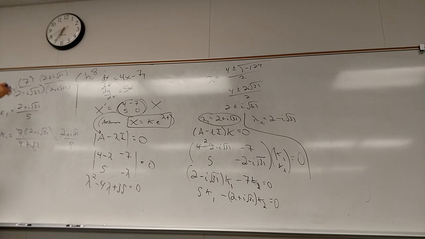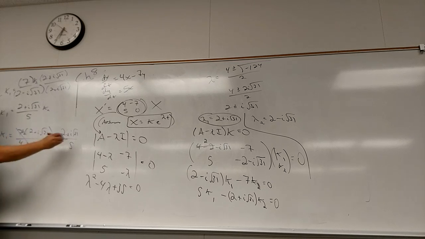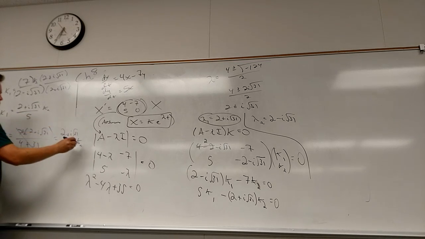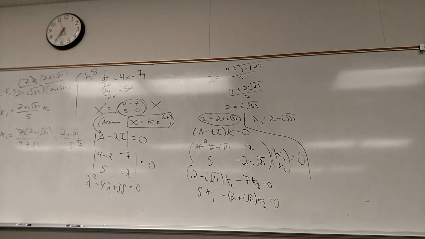Oh, how did I lose this poor little K2? Yeah, I lost my poor little K2. Just lost him. Okay. So whatever K2 is, K1 is that times it. So I know K1 is going to be (2 plus i root 3)/5 times K2.